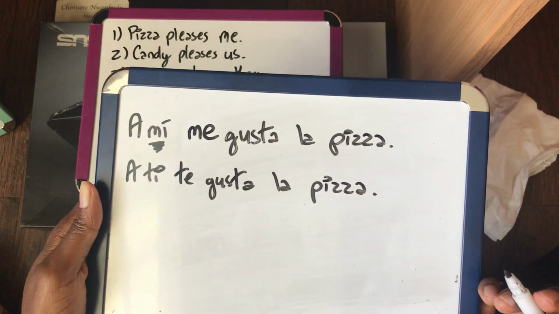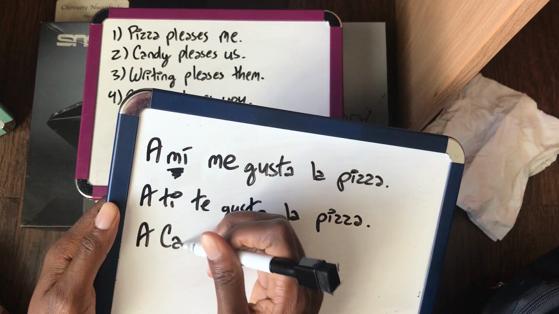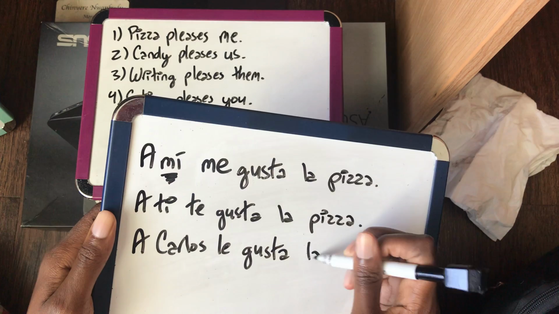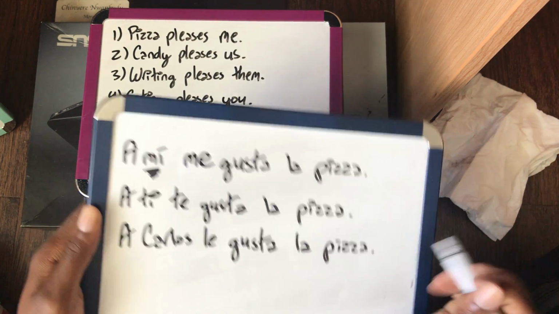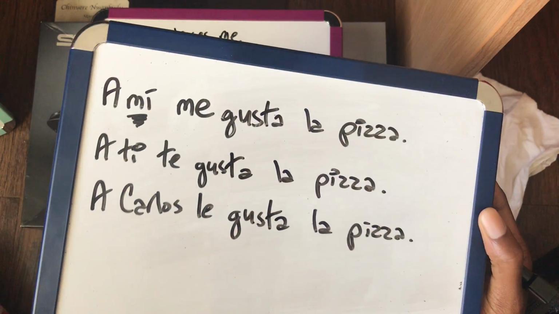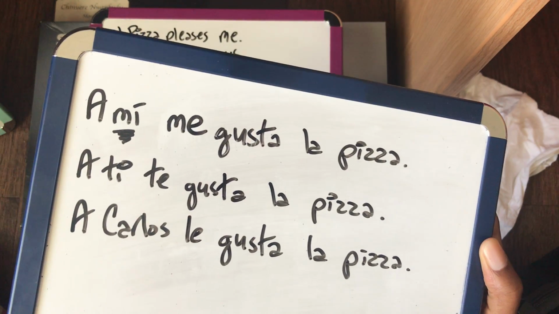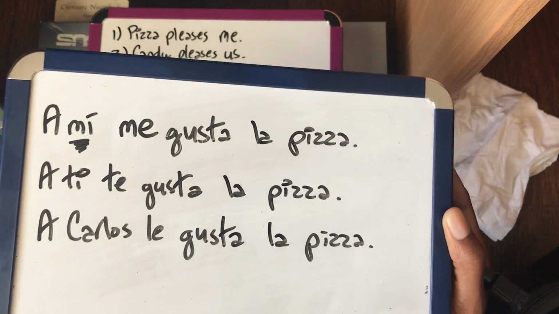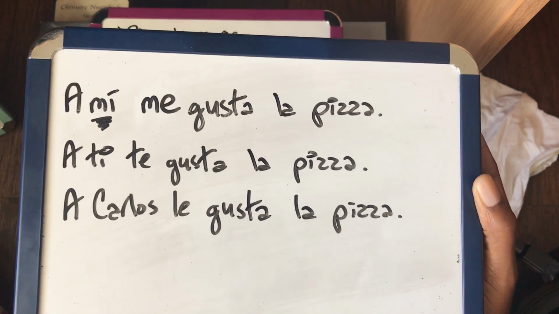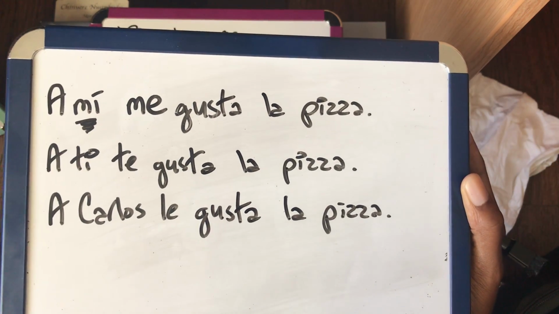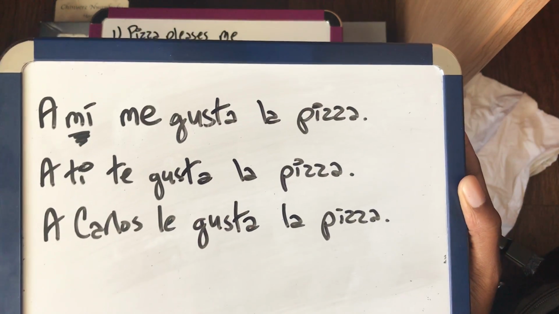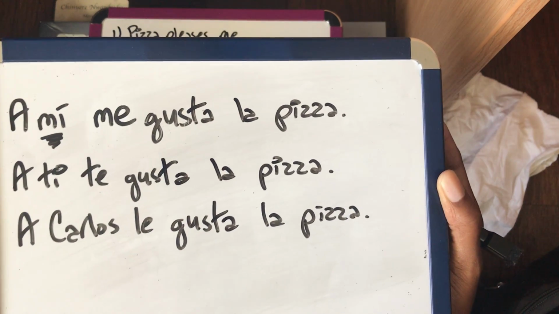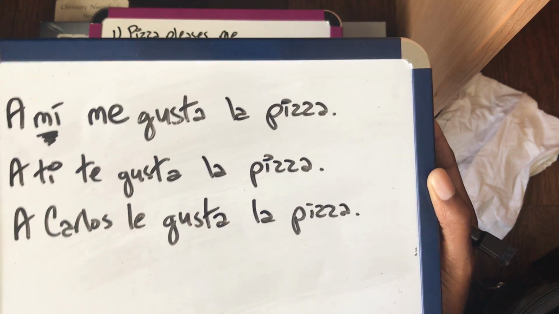If you want to use someone's name here, you can say, a Carlos le gusta la pizza. And again, this is mostly just to add clarification. For example, it's also used in arguments or when you just want to emphasize something. So if you're making a comparison that you really want to emphasize, for example, if you're saying, I don't like pizza, but Carlos does, you can say, a mí no me gusta la pizza, pero a Carlos sí le gusta la pizza. That is what that is used for.